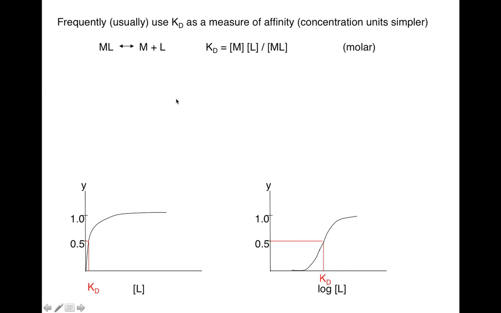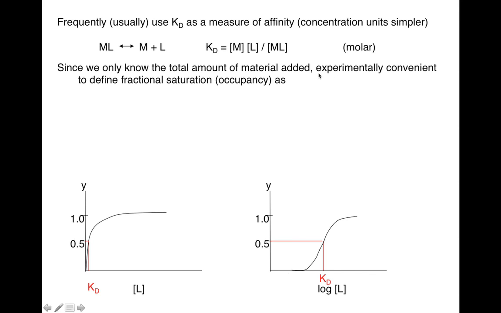Now, what we normally do when we talk about affinity, just because the concentration is similar, is we usually talk about dissociation constants. So we turn the equation around and say that the protein-ligand complex dissociates into free protein and free ligand. The KD is that, and those units are molar, so they're just easier to work with. Now, in a real reaction, in an experiment, we'd only know the total amount of material that we add, and then we let it equilibrate.